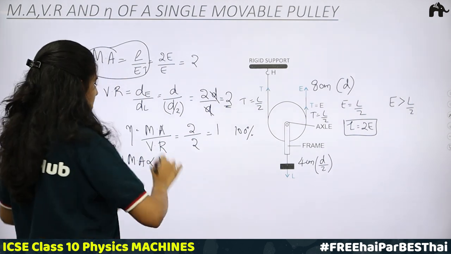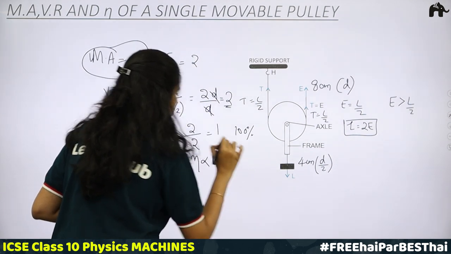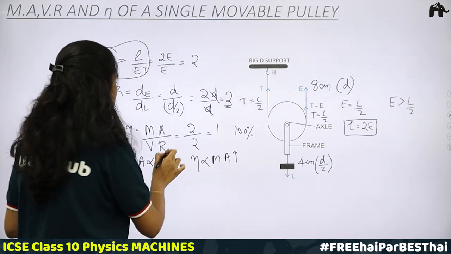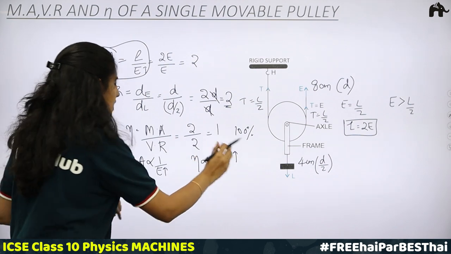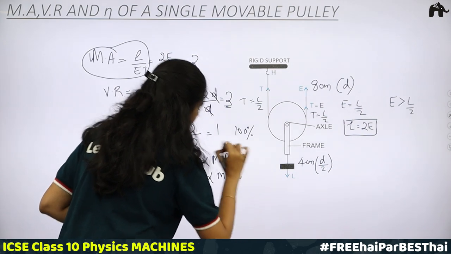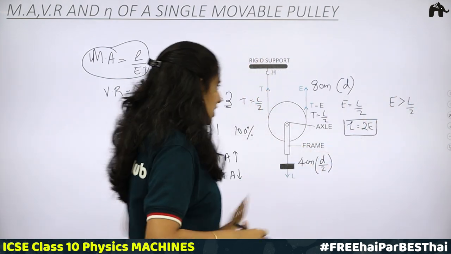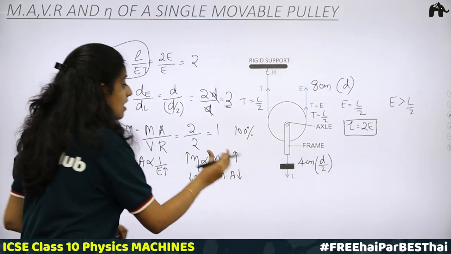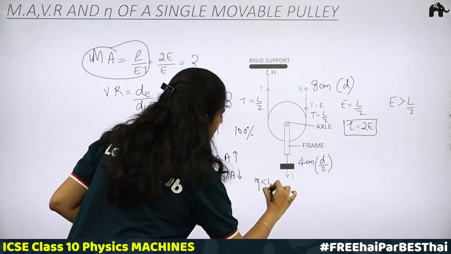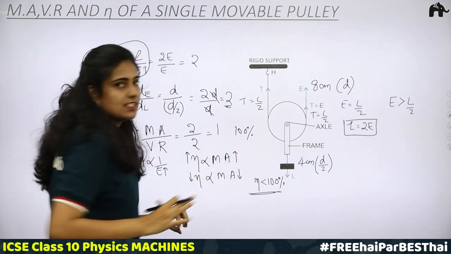Now, when mechanical advantage decreases, what happens to efficiency? We know that efficiency is directly proportional to mechanical advantage. Velocity ratio we are taking as a constant. Okay, when mechanical advantage increases, efficiency increases. When mechanical advantage decreases, efficiency decreases. Here, when effort increases, that is, effort is greater than L by 2, then mechanical advantage is decreasing. Mechanical advantage is decreasing means efficiency is decreasing. That is, efficiency will be less than 100%. Okay, the system will be having an efficiency that is less than 100%.